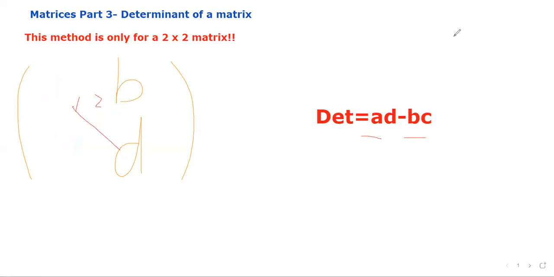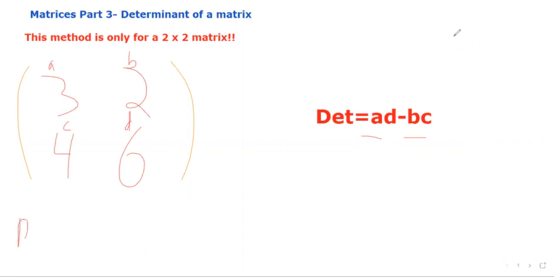So let's try some questions. If inside here we had 3, 2, 4, and 6. The first step that I like to do is to label it, meaning write the A, B, C, and D. So the determinant of this will equal A by D, which is 3 by 6, which is 18, minus B by C, which is 2 by 4, which is 8. So the determinant will be 10. Alright, very simple.